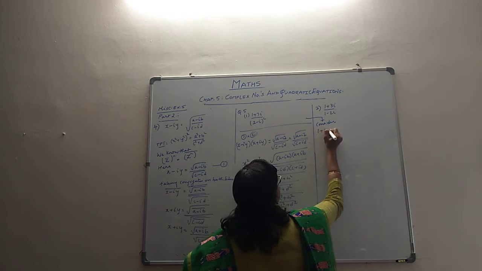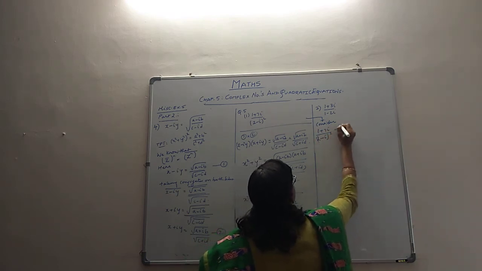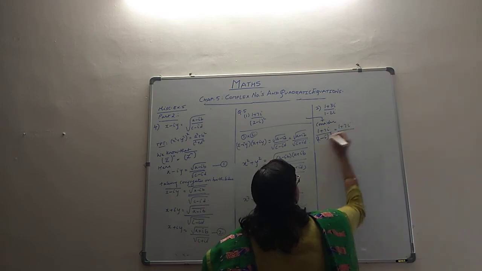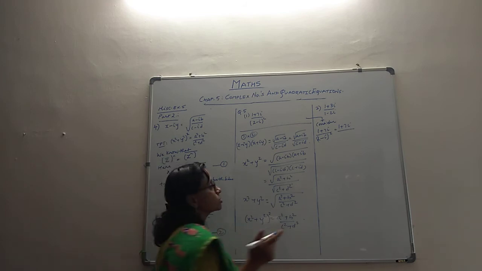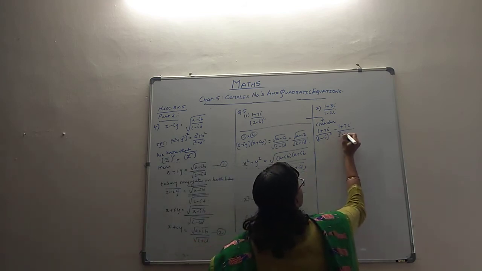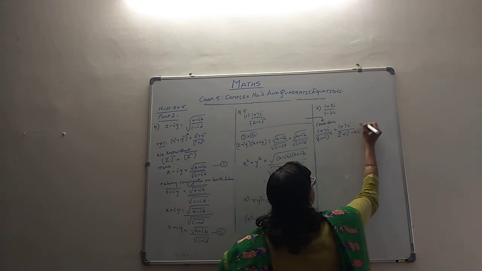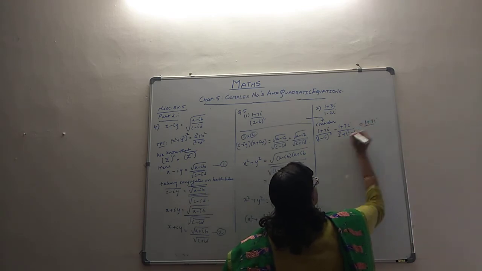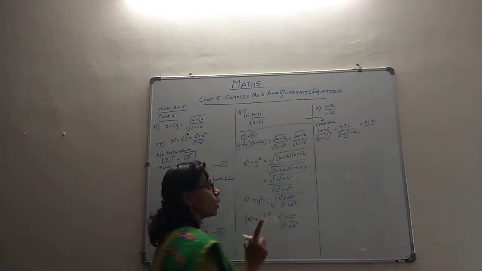Consider 1 plus 7i by 2 minus i, the whole square. Let's see what this comes to. (a minus b) the whole squared is a squared plus b squared minus 2ab. So 2 squared plus i squared minus 4i. We all know i squared is minus 1, so 2 minus 1, 1.